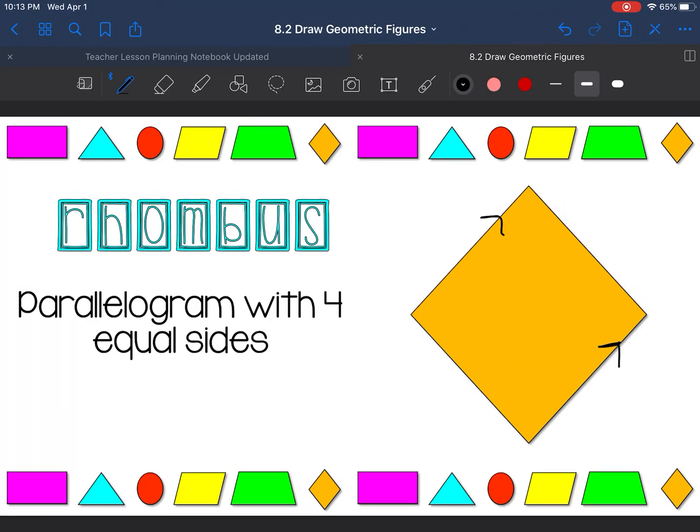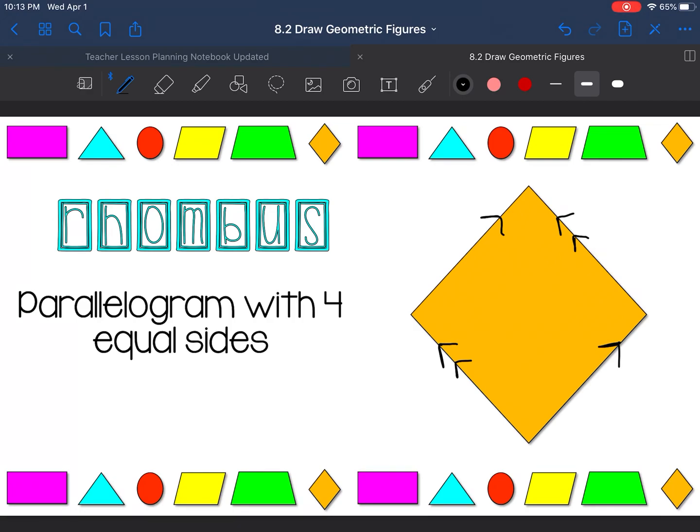So those 2 lines are never going to meet. They're never going to intersect each other. And I'm going to show that the other two sides are parallel to each other by drawing two arrows, because those two sides are lines that are never going to meet.